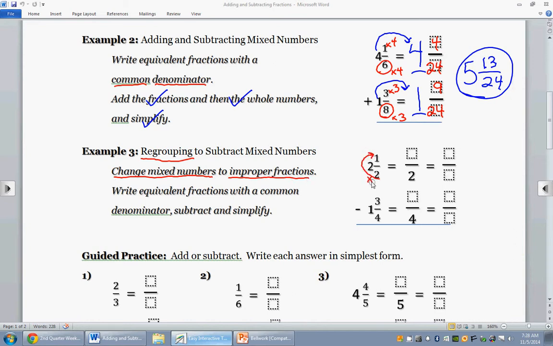2 times 2 is 4, plus 1 is 5. So we have 5/2. And then we've got 1 and 3/4. 4 times 1 is 4, plus 3 is 7/4. So I've got improper fractions, my 5/2 and my 7/4 do not have common denominators.